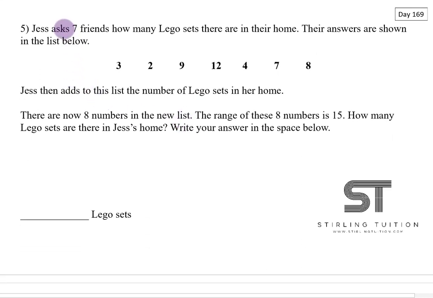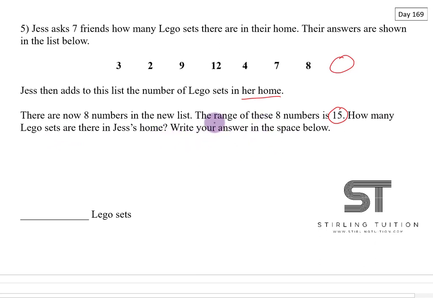Number 5, Jess asks 7 friends how many Lego sets there are in their home. Their answers are shown in the list below. So we've got 1, 2, 3, 4, 5, 6, 7 Lego sets, and this is how many they've got in each home. Jess then adds to the list the number of Lego sets in her home. So she's going to add to this list. So we need to figure out what that's going to be. There are now 8 numbers in the new list. The range of the 8 numbers is 15. How many Lego sets are there in Jess's home? Write your answer in the space below.